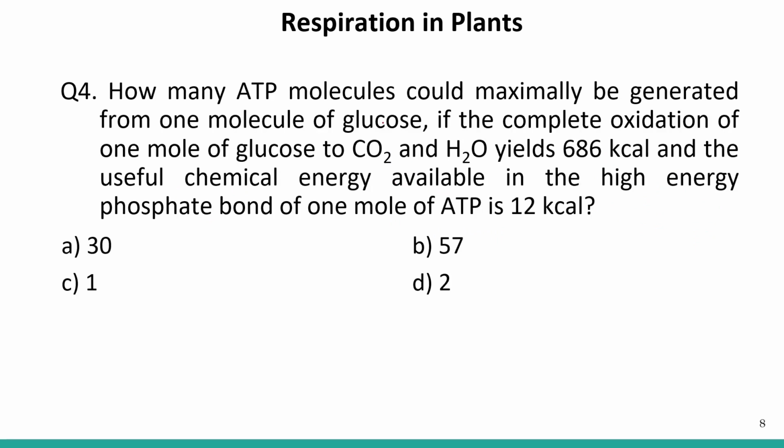The next question is: how many ATP molecules could maximally be generated from one molecule of glucose, if the complete oxidation, meaning aerobic respiration, of 1 mole of glucose to carbon dioxide and water gives 686 kilocalories, and the useful chemical energy available in the high energy phosphate bond of 1 mole of ATP is 12 kilocalories. So now let's write down what is given to us.